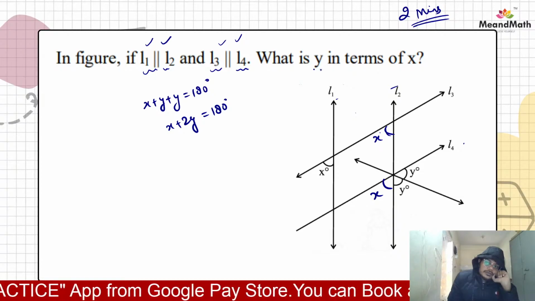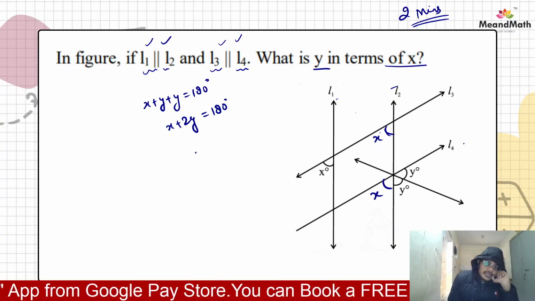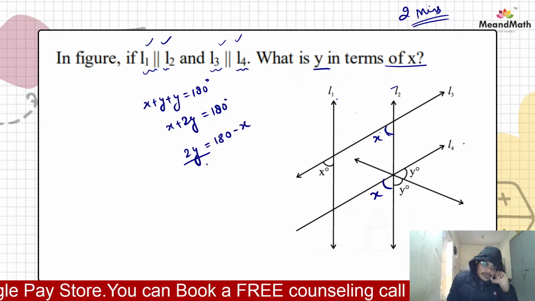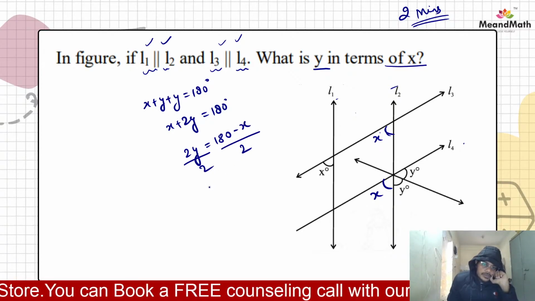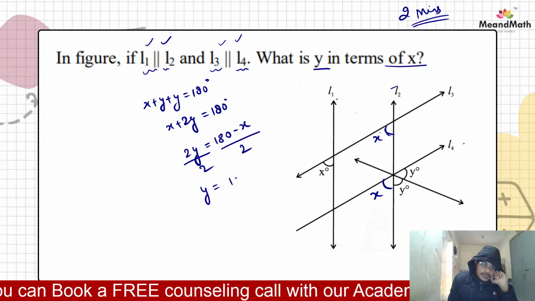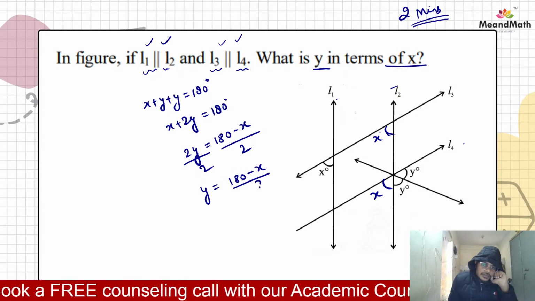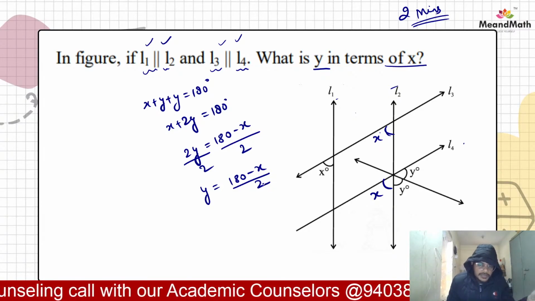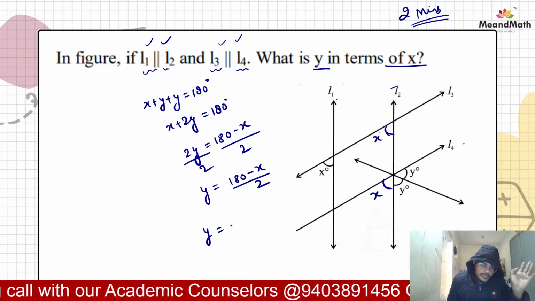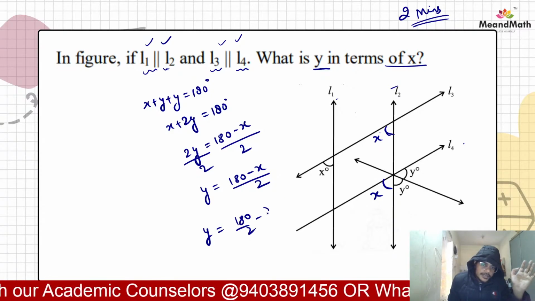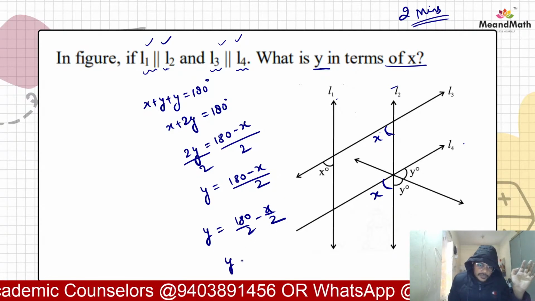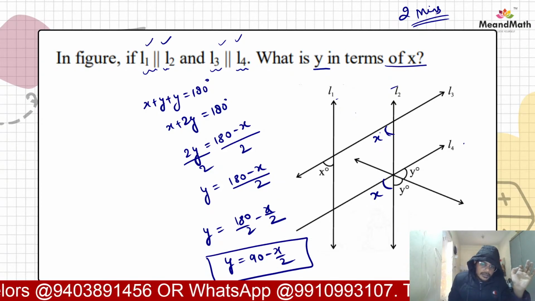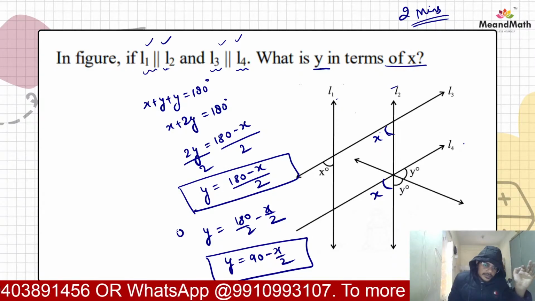Now you need to find y in terms of x. That means 2y is equal to 180 minus x. Now if I divide both sides by 2, y should be equal to (180 minus x) over 2. You can leave the answer here. This is your answer. But if you want to simplify, you can. Your y value should be 180 over 2 minus x by 2. That means y should be 90 minus x divided by 2. These both are the same, right?